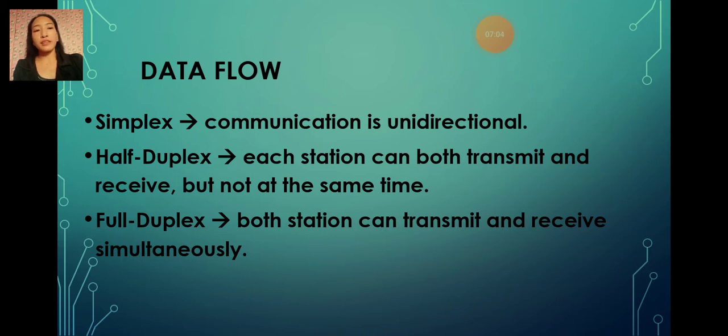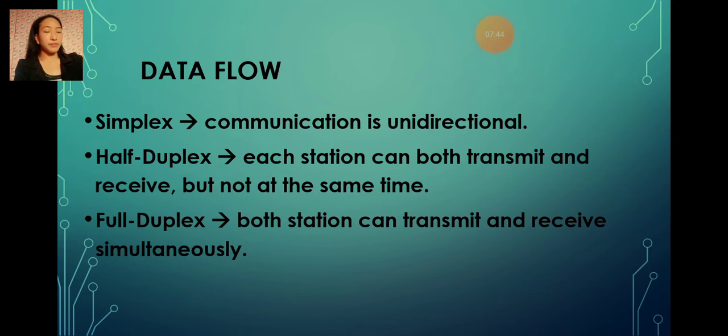Next, a full duplex. Both stations can transmit and receive simultaneously. A full duplex communication channel is able to transmit data in both directions on a signal carrier at the same time. Simplex, half duplex, and full duplex are three kinds of communication channels in telecommunications and computer networking. These communication channels provide pathways to convey information.